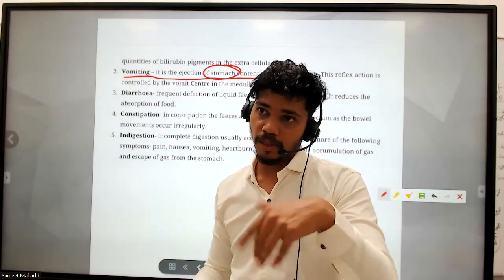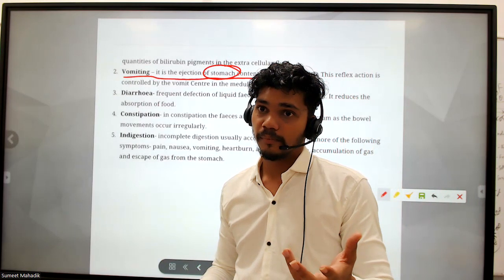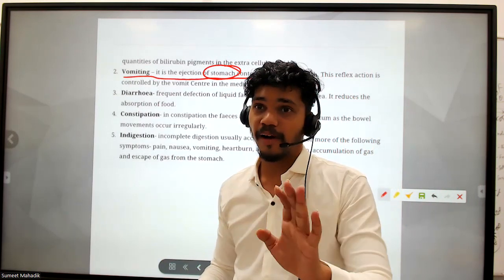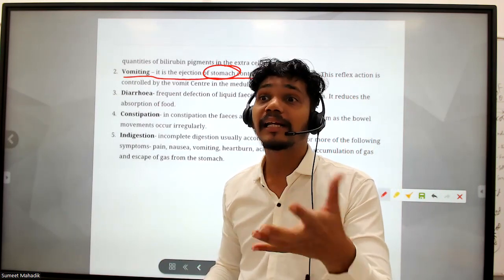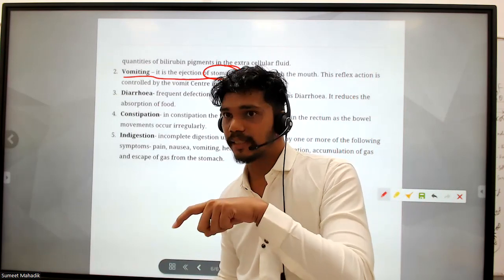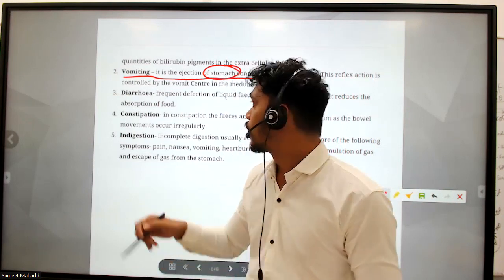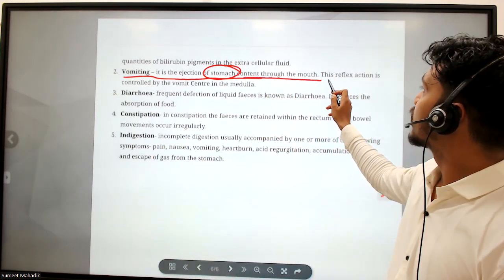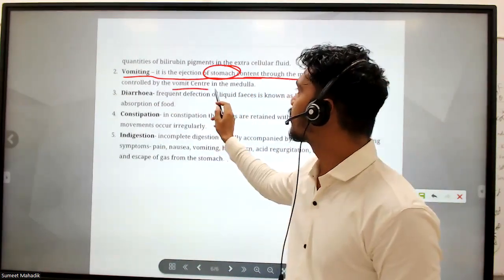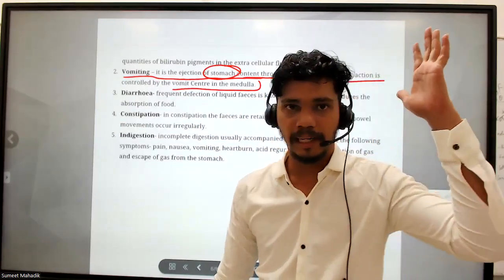Have you drunk water just after vomiting? The taste is pathetic. Why? Because the bile is there, which is alkaline. In the stomach there is acidic secretion, and just below the stomach there will be alkaline secretion, right? Through the mouth, this reflex action is controlled by the vomit center in the medulla oblongata, right?